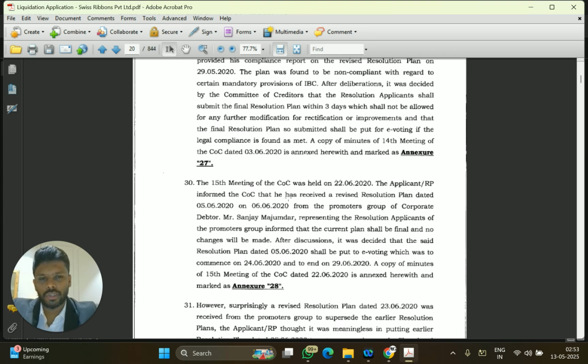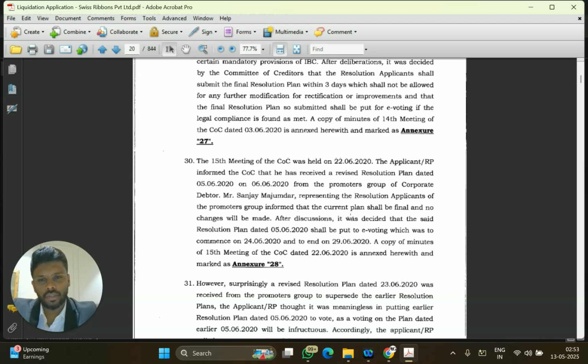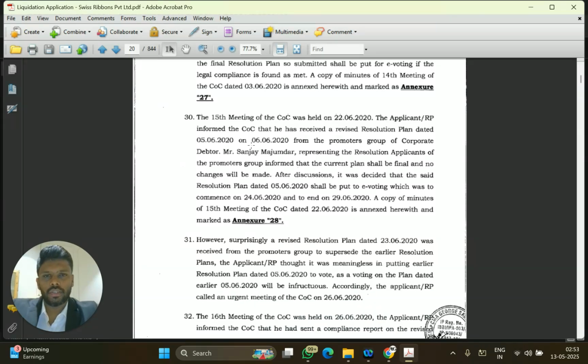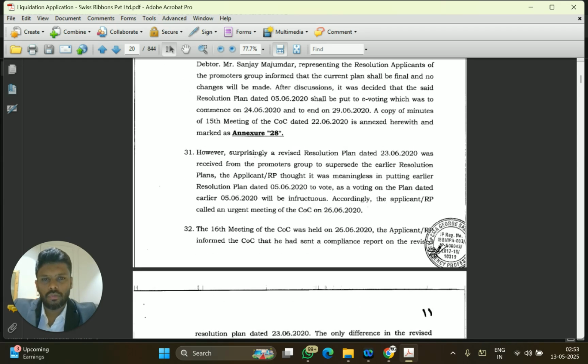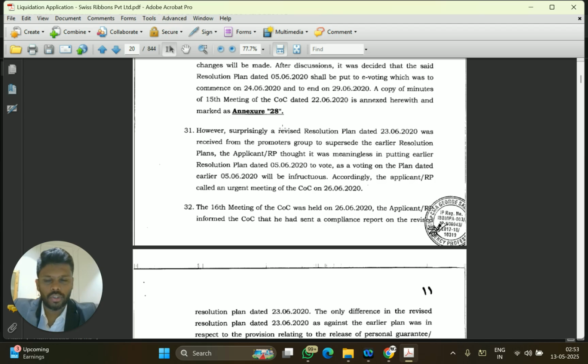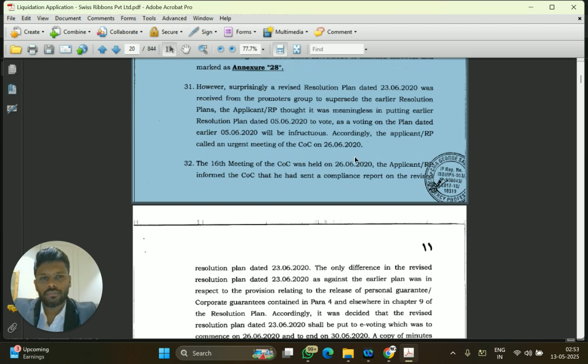Thereafter, the 15th meeting was held, and the resolution applicant of the promoters was informed that the current plan shall be final and no changes shall be made. After discussions, it was decided that the said resolution plan shall be put for e-voting. However, surprisingly, the promoters wanted to make some changes and submitted a revised resolution plan.